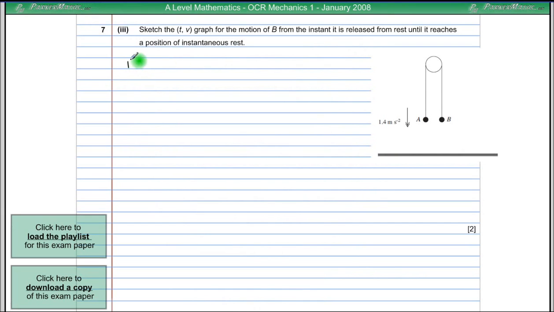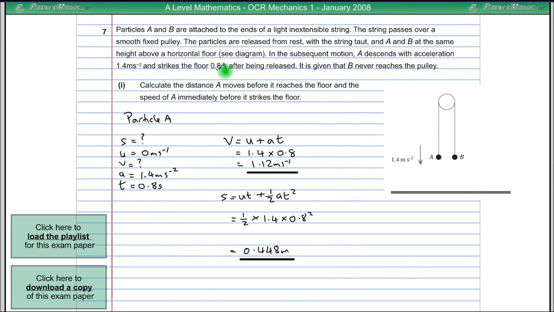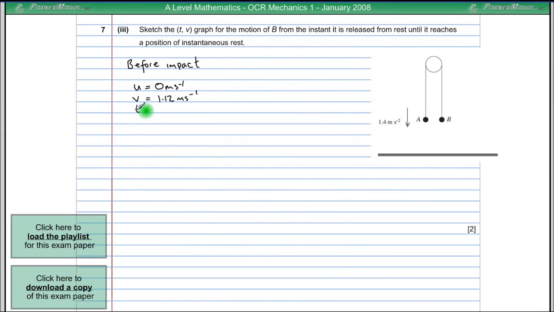So let's say before impact. And for particle B, the initial speed will be 0 meters per second. Its final speed will be 1.12 meters per second. As well as the initial and final velocity, we know from the question that it takes 0.8 seconds for this to happen. So this is what you could consider the first part of the journey, because there's another part that's going to be slightly different, because after impact is what we were doing in part 2.